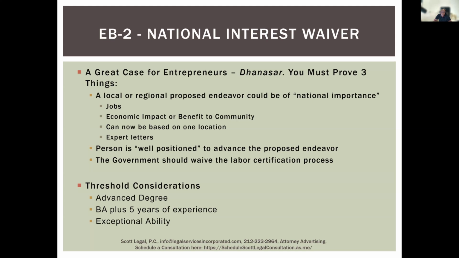And the exceptional ability is going to be the 7 criteria that we list out, and the criteria are what we're going to then look at whether or not the person has met 3. But, and it's either or, so it's either advanced degree, master's or higher, or bachelor's plus 5, or exceptional ability.